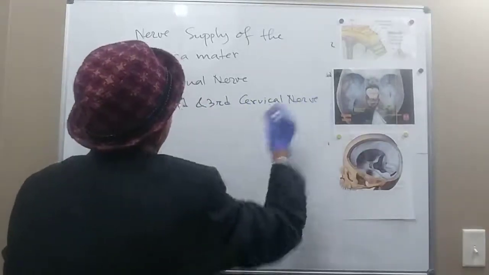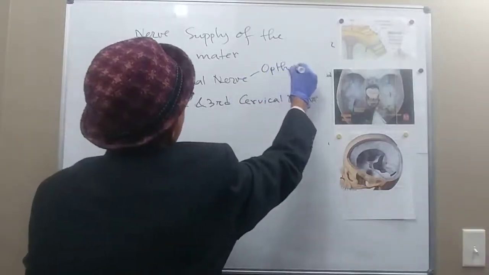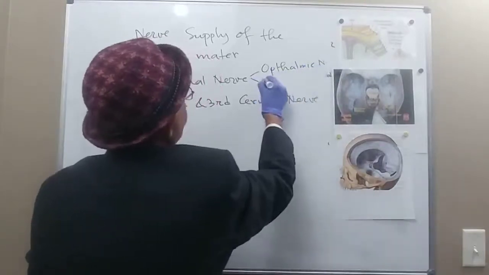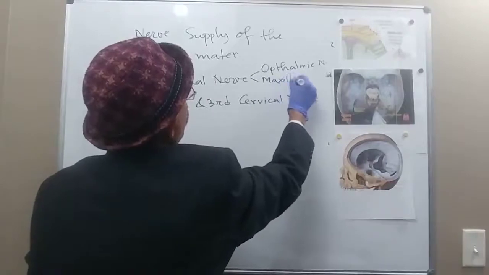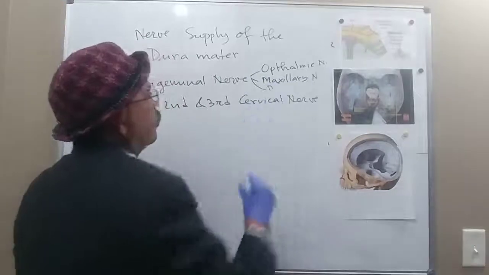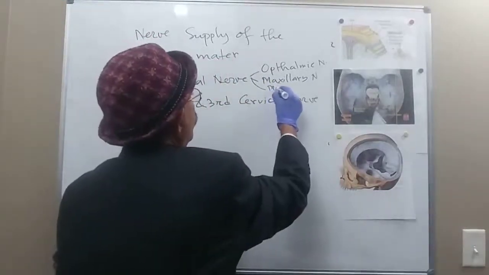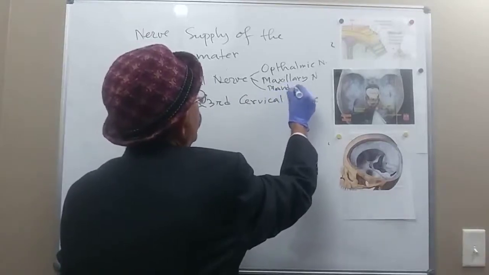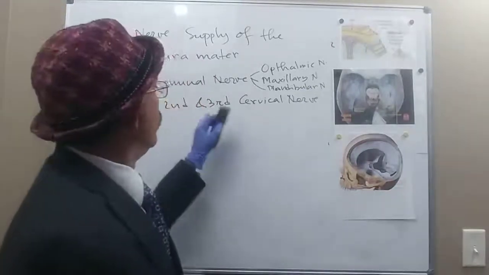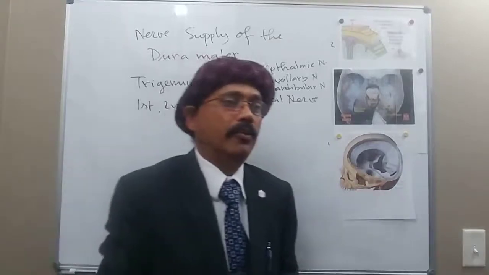So we'll get the trigeminal: the ophthalmic nerve in the anterior part, then the maxillary nerve, then the mandibular nerve, mostly in the middle cranial fossa area. In the posterior part we'll get the innervation from the first, second and third cervical nerves.